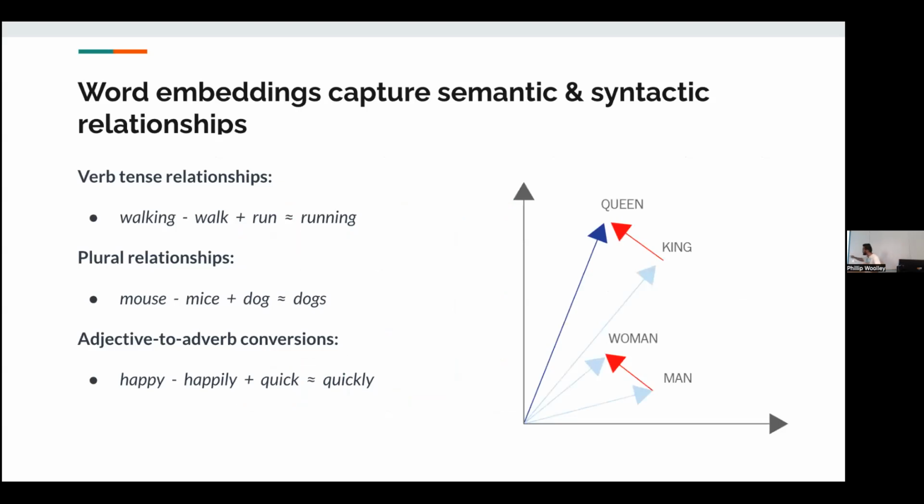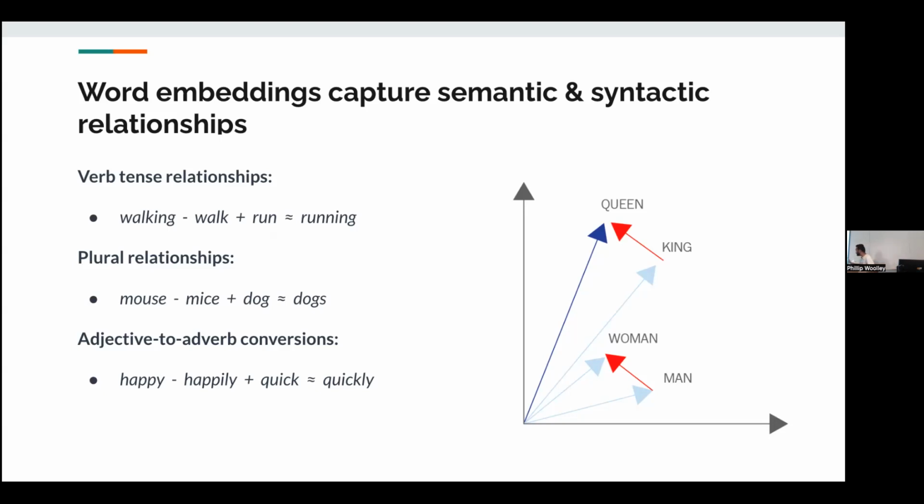So let's consider this example here. Suppose we have a two-dimensional vector and we plot it on a two-dimensional plane. So this vector represents the vector that is learned for the word man, and the other one represents the vector that is learned for the word woman, right?